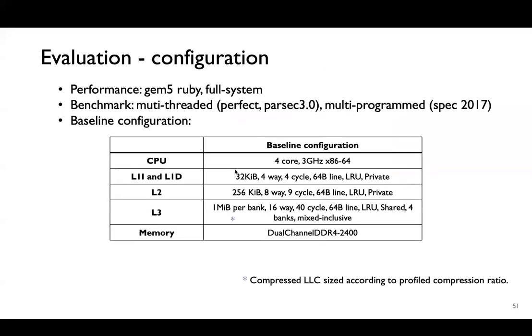So going to the evaluation section, here's a quick summary of the XOR cache evaluation. We use the gem5 Ruby memory model to run full system simulation of multi-threaded workloads, which are Splash and PARSEC benchmarks, and also multi-program workloads using the SPEC 2017 suite. We simulate a 4-core system with 3-level caches, and we sized our compressed LLC according to the profiled compression ratio.